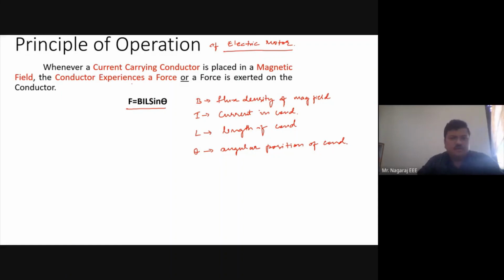Now why does this happen? To operate a motor, what do I need? I need a current carrying conductor. I need a magnetic field. These are the two necessities to make the motor operate. Now the question is, why should a current carrying conductor experience a force when it is kept in a magnetic field? To this I will answer in the next class. Now it's time up.